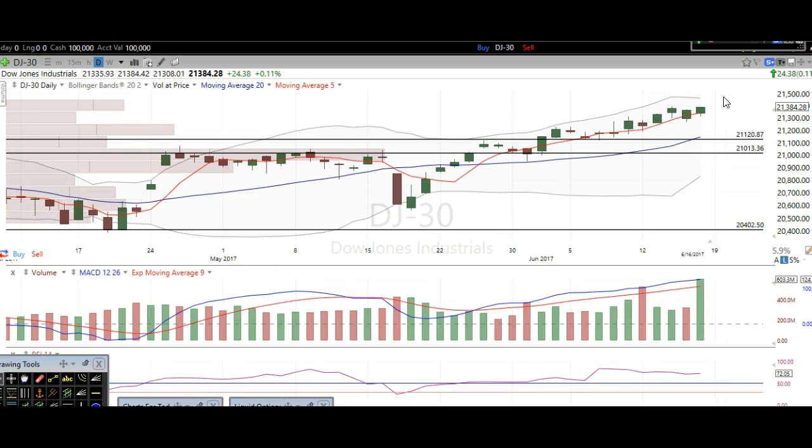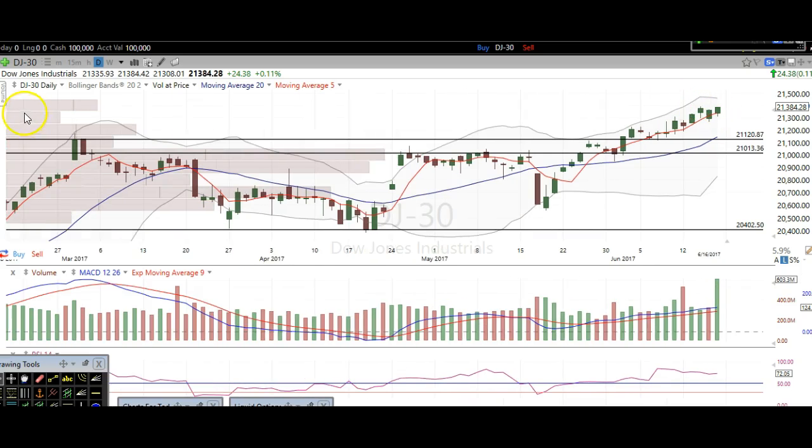Now we'll touch on the Dow Jones. The Dow Jones is really strong here, really strong, and this is heavily weighted by the banks, Goldman Sachs, and so on and so forth. So really strong trend here. This is the 5-day moving average, this red line. As long as we're above that, we're really strong right here on the Dow Jones.